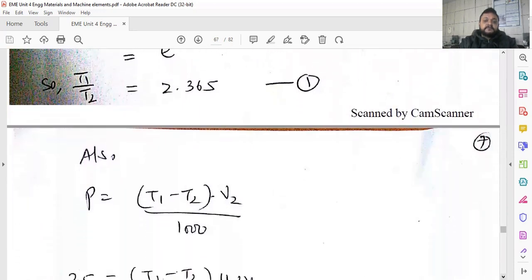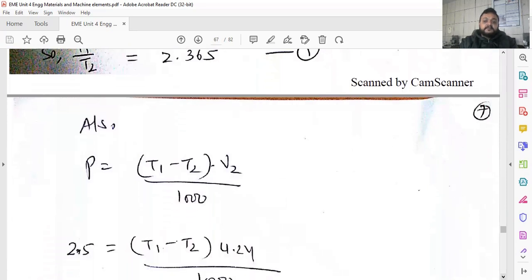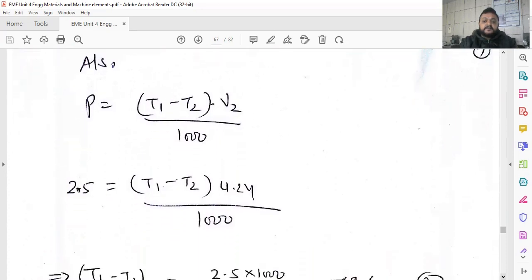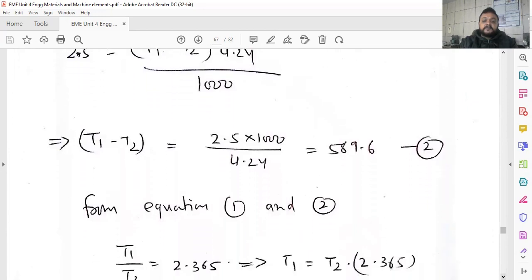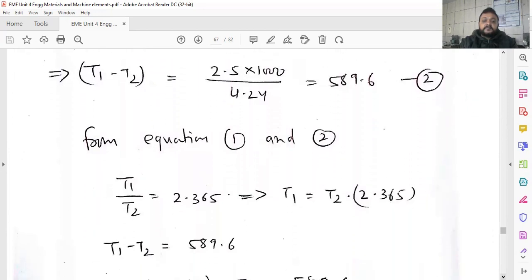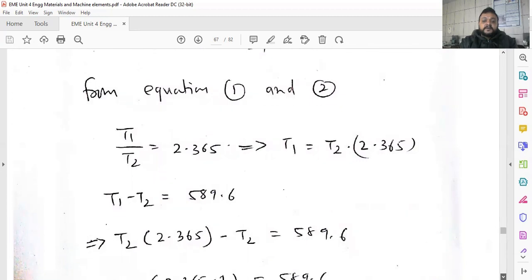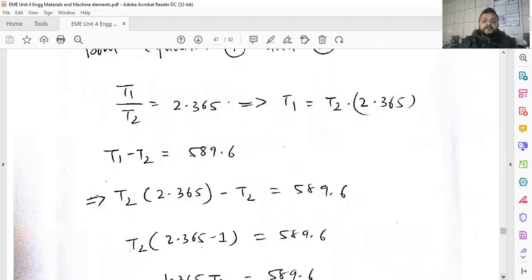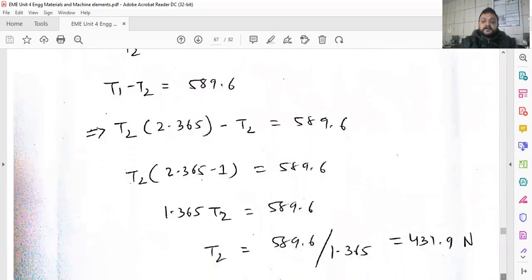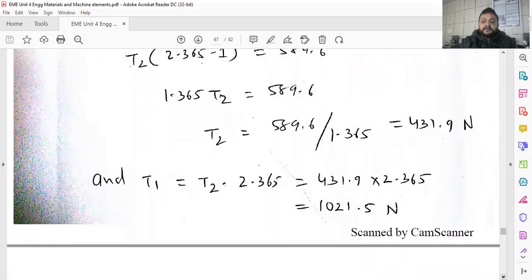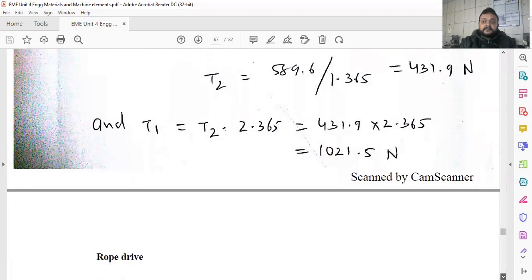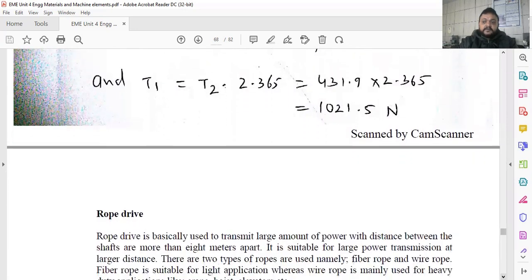And P is equal to (T1 minus T2) into V. V2 you have already found out. Power is given, so T1 minus T2 you have. You also have T1 upon T2. And solving these two will give you T1 and T2 both separately. So this is the way you can easily find out the tension on the tight side and tension on the slack side for the belt drive.